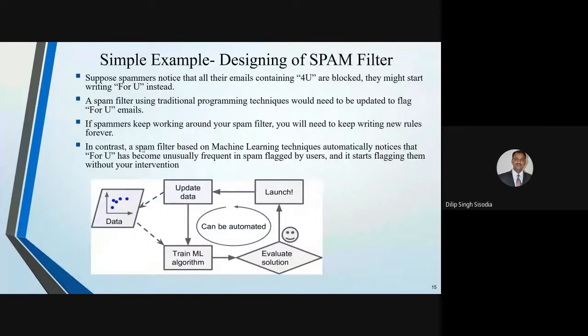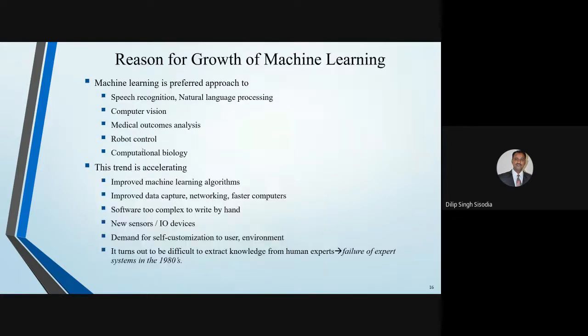Again, we have to rewrite the rules, but in machine learning, this process can be automated. There are different algorithms. It will see the patterns within the email, and rather than writing the rule for frequent changes, it will automatically find that "for you" has been replaced by "4 U", and will also block the message. I thought this is the simplest example to understand how a machine learning algorithm works.